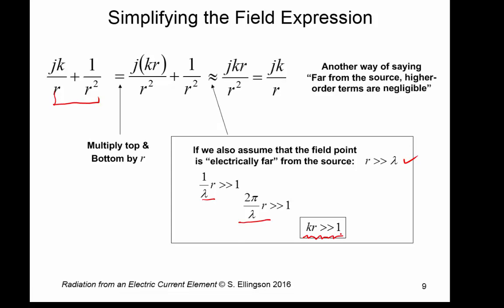If I apply that idea now, then I see that this factor here makes relatively little difference, and this first factor now must dominate. So I get jkr over r squared, and an r cancels, so I end up with jk over r. So this expression really just simplifies to the first term, and as I claimed before, the second term doesn't really matter that much, as long as I'm electrically far from the source.